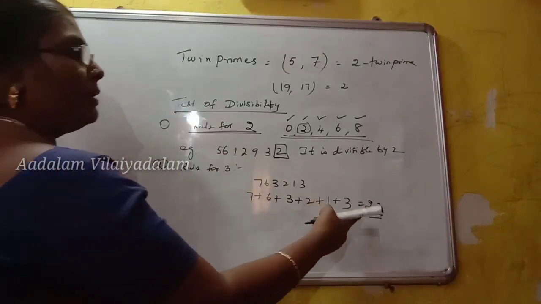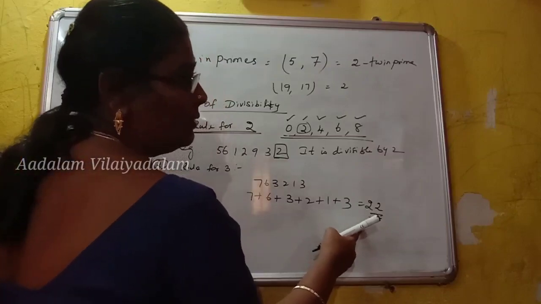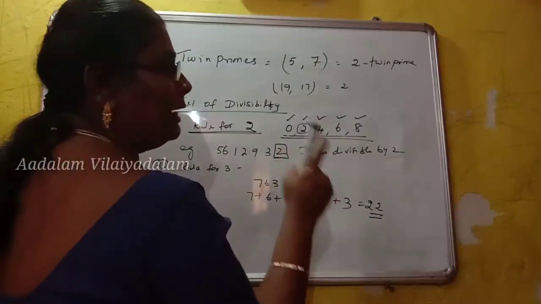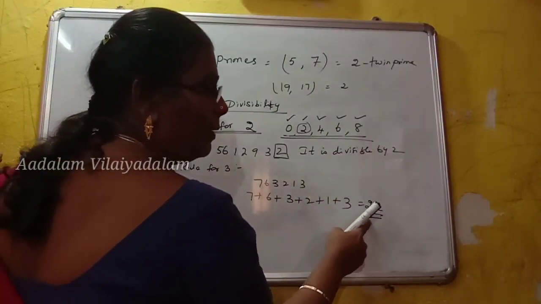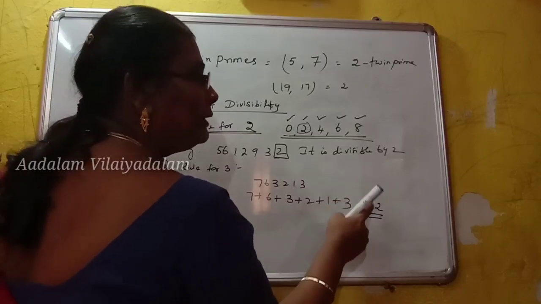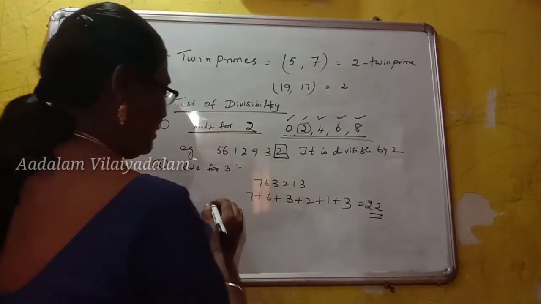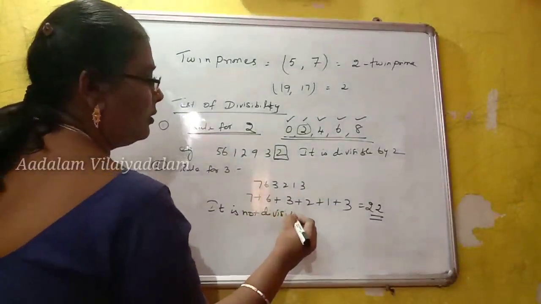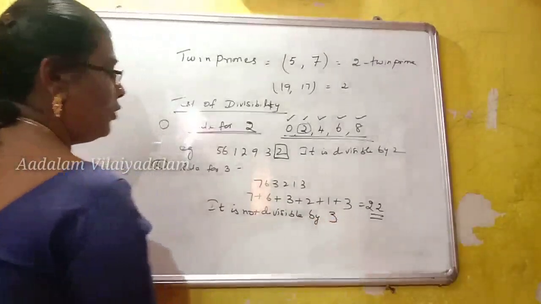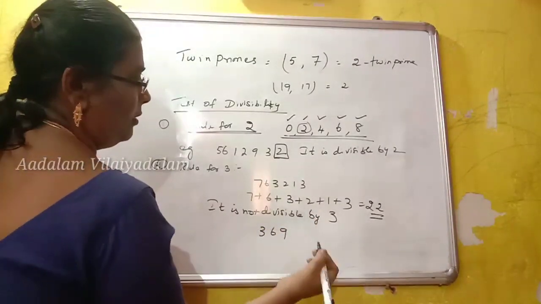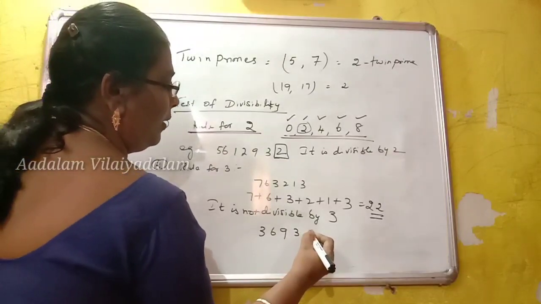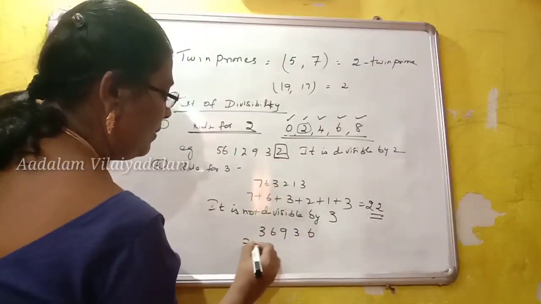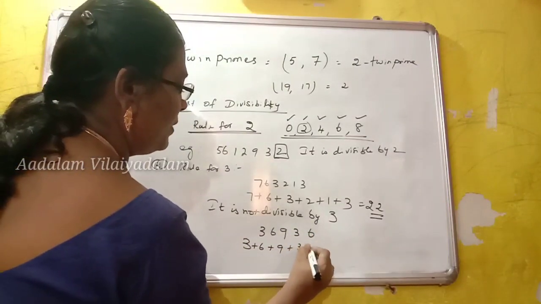You have to see whether this number, 22, is in the 3 table. Is 22 in the 3 table? No, 22 is not in the 3 table. So you can say it is not divisible by 3. For example, 36936: you have to add 3 plus 6 plus 9 plus 3 plus 6.